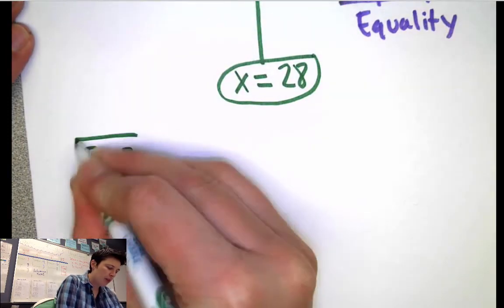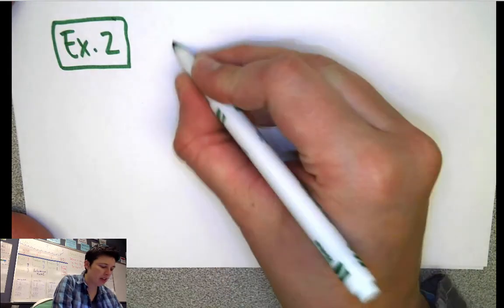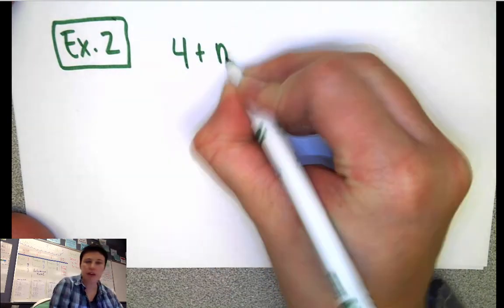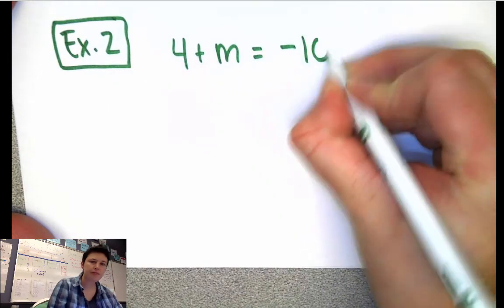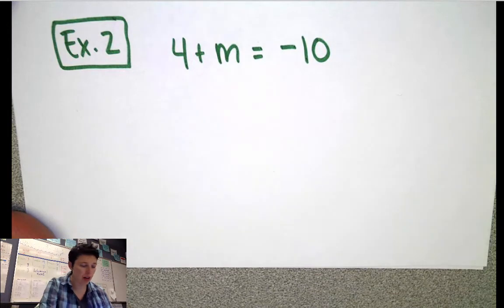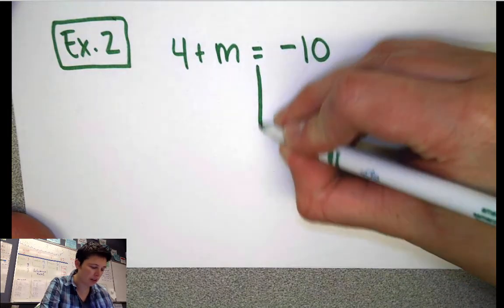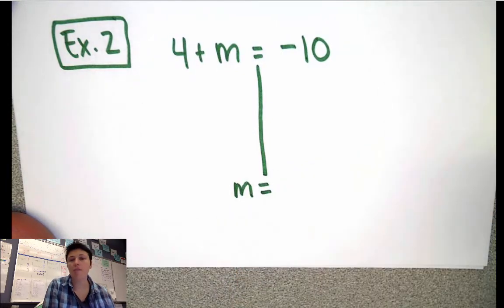Here's another type of problem we could do. For the next problem, instead of solving for x, we're going to solve for m. We'll change the variable. We're going to say that 4 plus m, whatever m is, is equal to -10. 4 plus m is equal to -10. Now we know the strategy is to put the line down the middle of the equal sign. And at the very bottom, we want an answer for m. We want to know what does m equal.